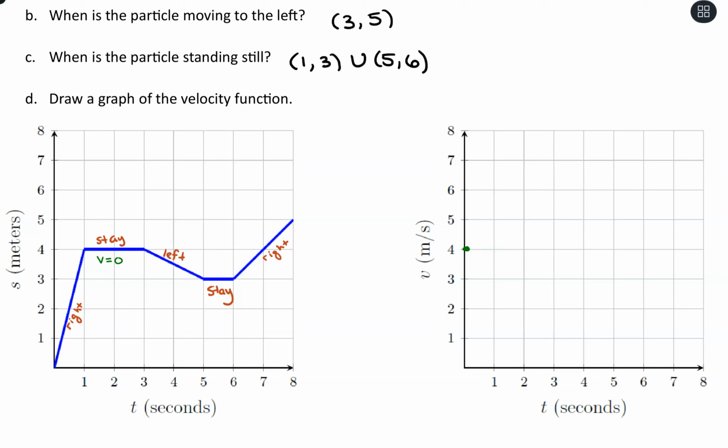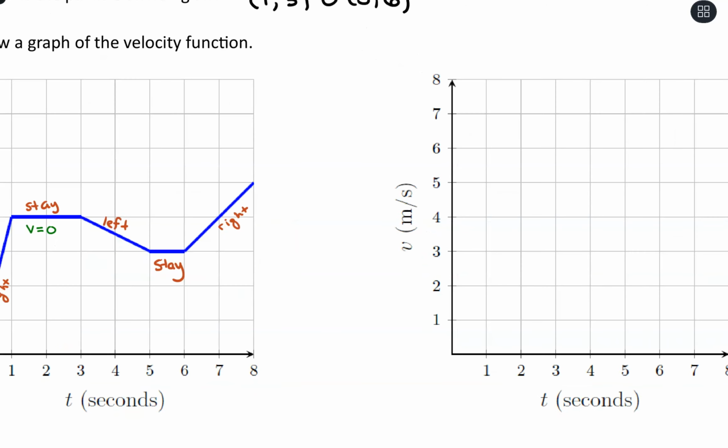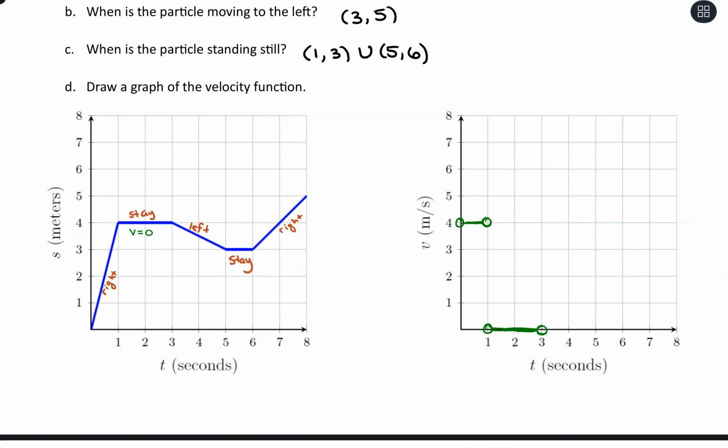Actually, let's use all open circles here, just for the sake of not graphing a function. We need to pass that vertical line test. So from 1 to 3, we're down here at a velocity of 0, where it's not moving to the right, it's not moving to the left, it's just staying still.